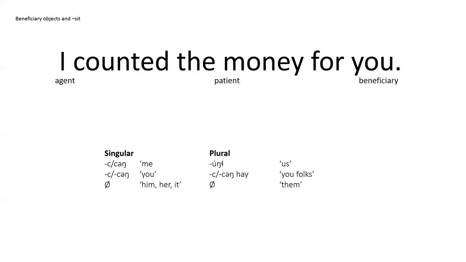For me, or you, or zeng. For us, English, you folks, or zenghai. And then nothing is added for him, her, it, or them. It is simply implied.